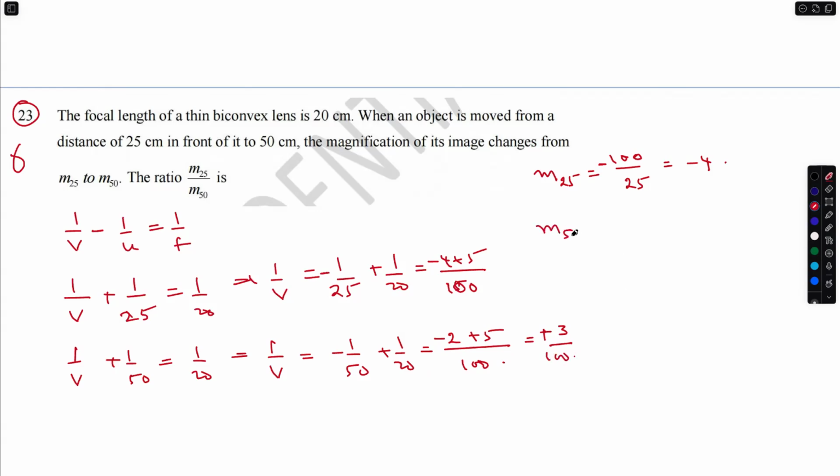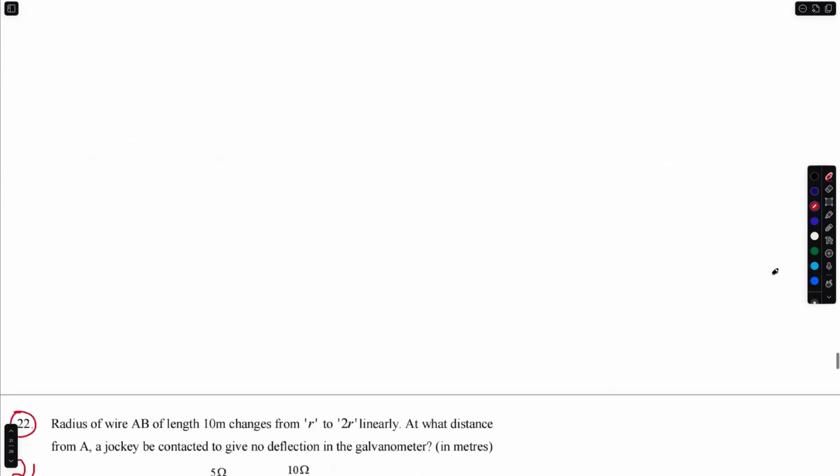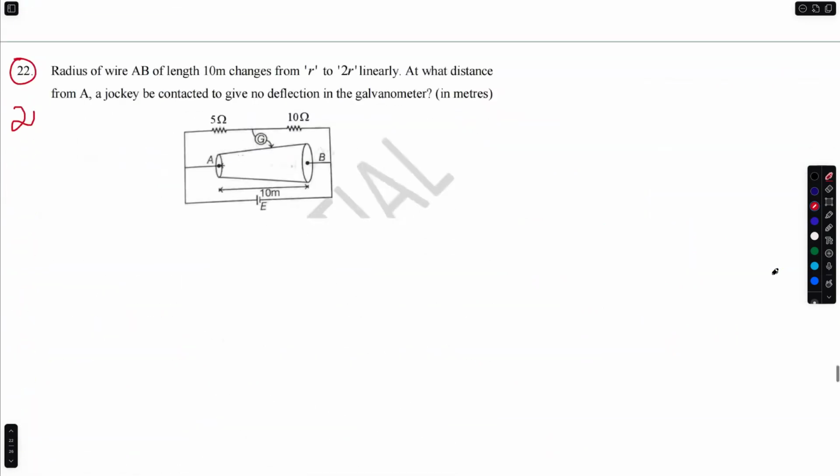So magnification in that case is minus 100 by 3 times 25. Object distance is 50, right? So this is minus 2 by 3. M25 by M50 is equal to minus 4 by minus 2 by 3, which is plus 6. So only one numerical pending.